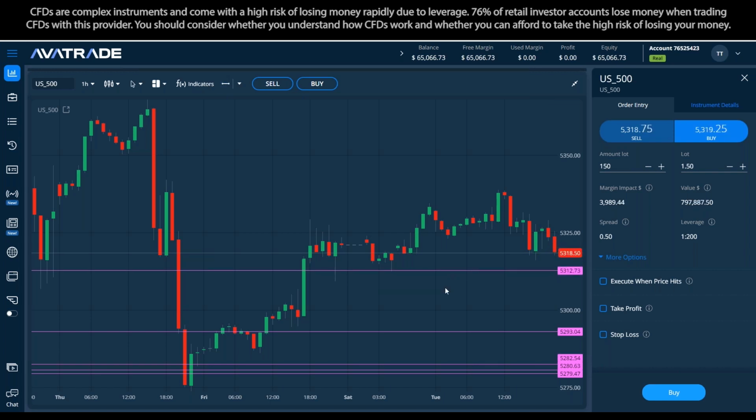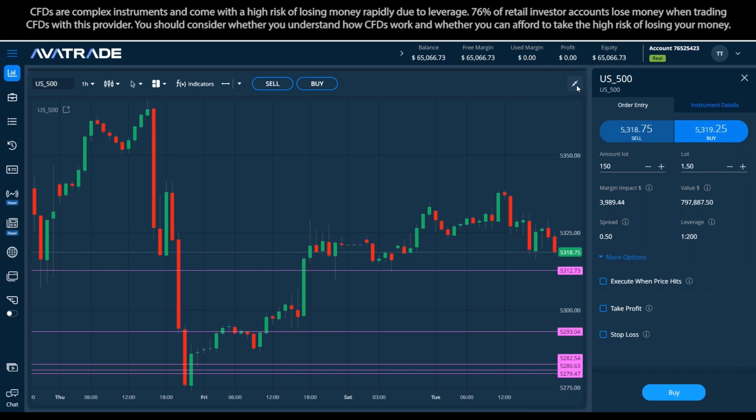Like I said, there's a little bit of fear out there about that consumer sentiment that came in higher than expected. And right now there's an FOMC member speaking. And so that's got the volatility going. It looks like the US 500 is trying to push down maybe to a support level down here.